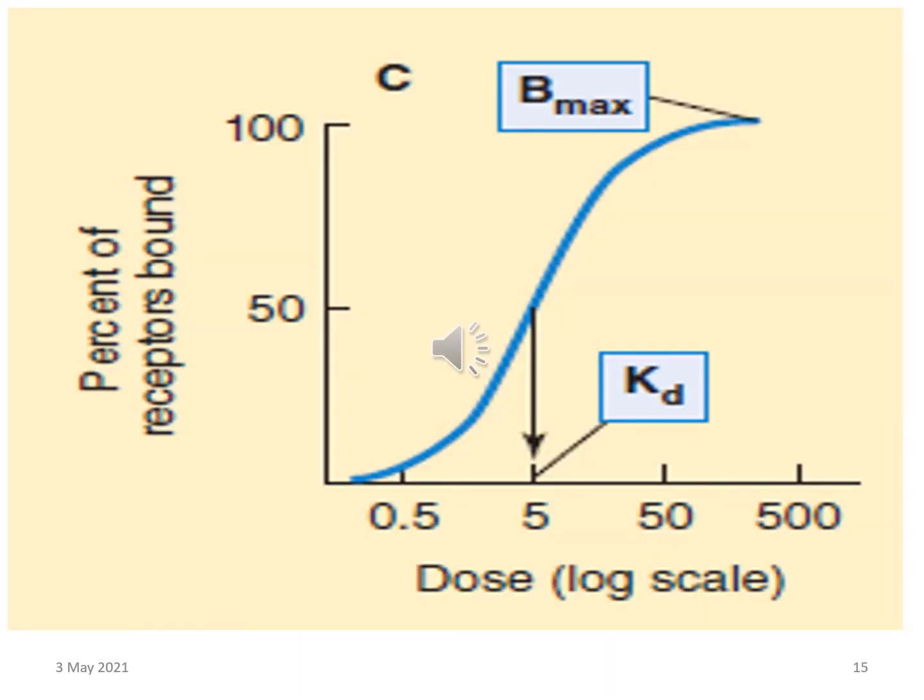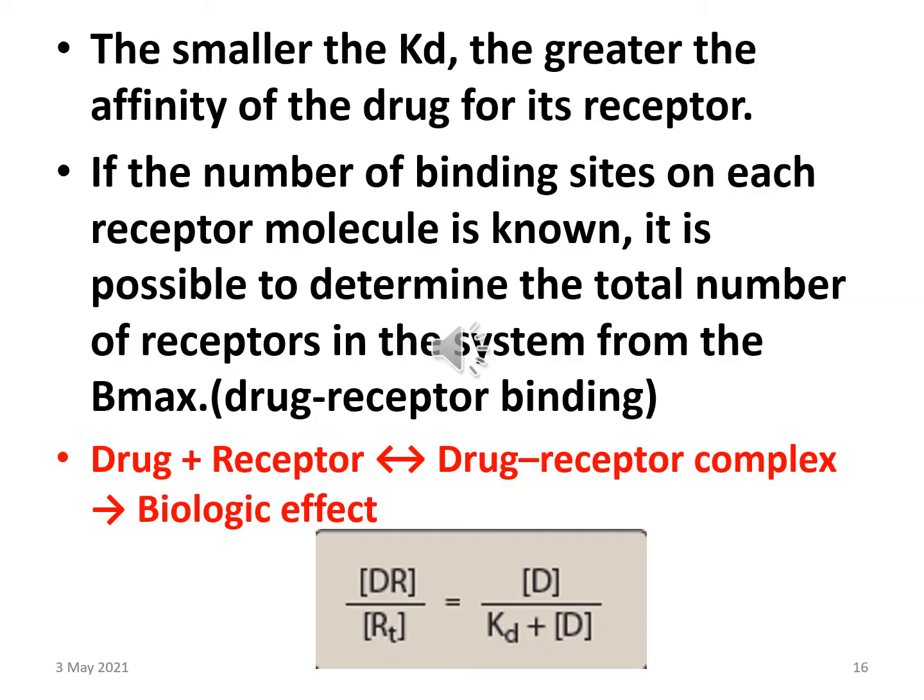This graph explains what I have just said. You can see here the KD and the Bmax. The smaller the KD, the greater the affinity of the drug for its receptor. If the number of binding sites on each receptor molecule is known, it's possible to determine the total number of receptors in the system from the Bmax for drug-receptor binding. That means drug plus receptor equals drug-receptor complex, which leads to a biologic effect.